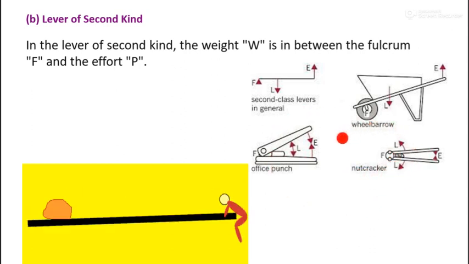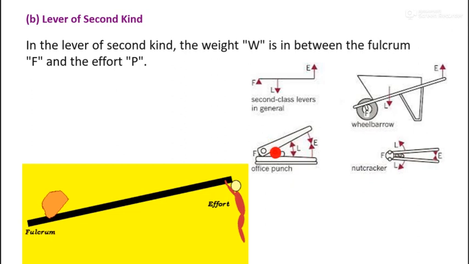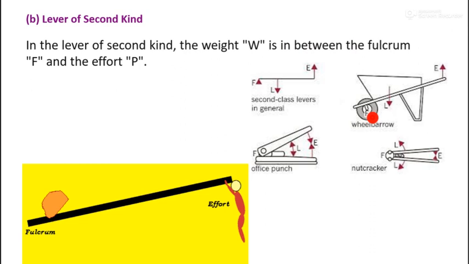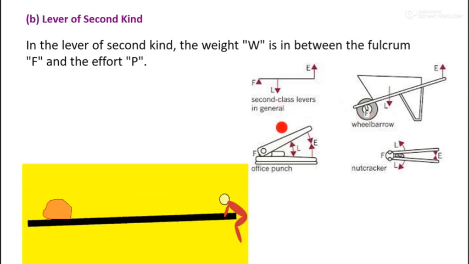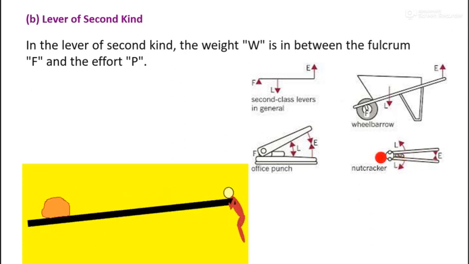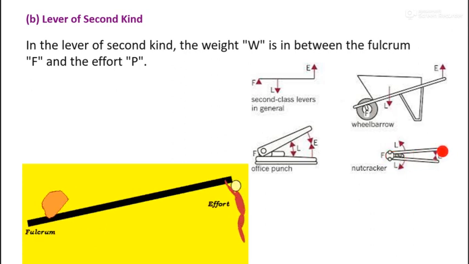In this example, the wheelbarrow, the punch machine and the nutcracker are also examples of the lever of the second kind. In the lever of second kind, the load is between the fulcrum and the effort. Here the load is between fulcrum and effort.